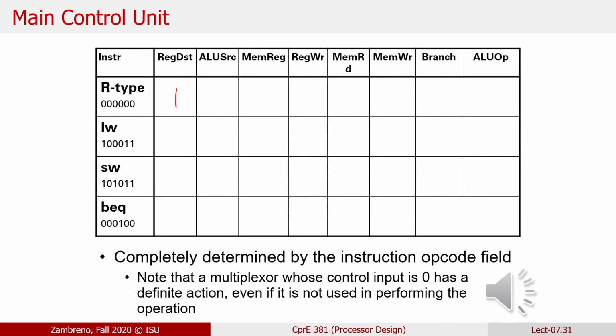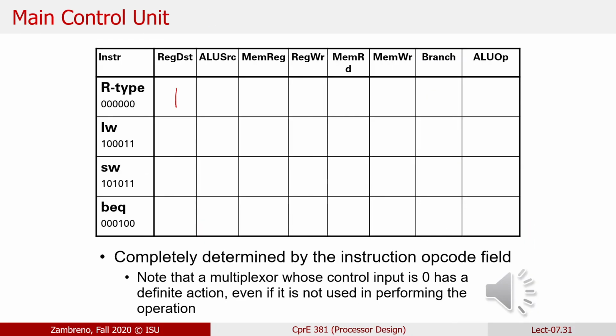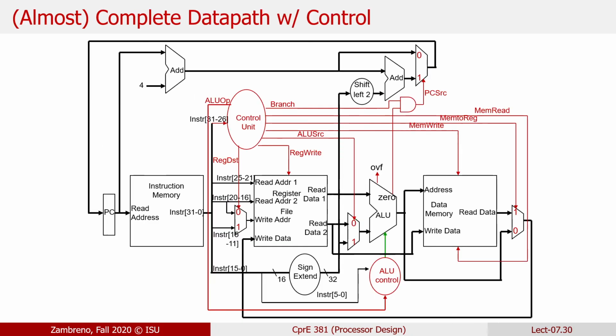Again, it may be most helpful to go back to the previous slide that shows what those signals are doing. So for ALU source, for our R type instructions, should it be a 0 or a 1? Good. I've lost track of it here. It should be a 0, right? A 0 in this ALU source.